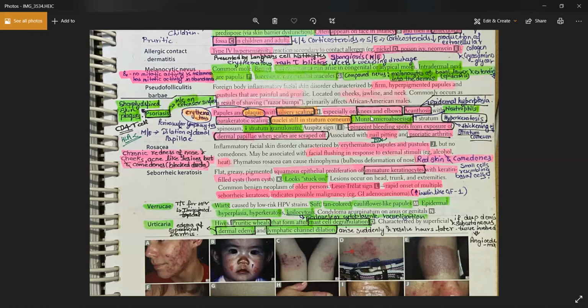Okay, you will also get the collection of the neutrophils in the layer, so we get the Munro's microabscesses also. Okay, because of deposition of the neutrophils in the papillae, right?